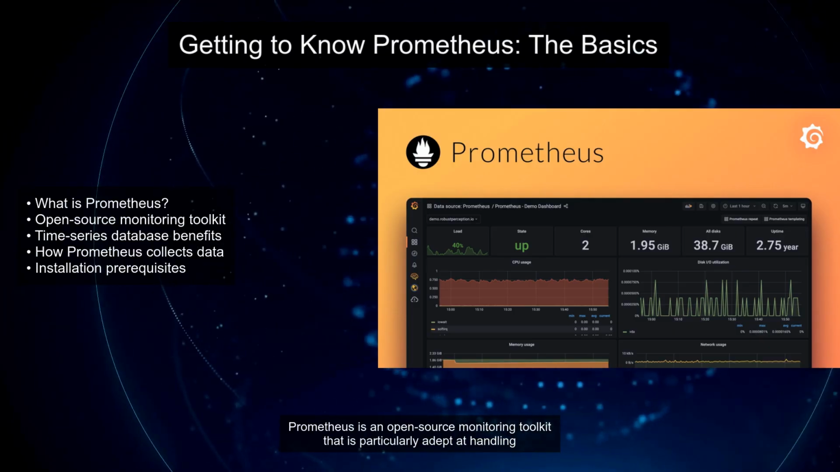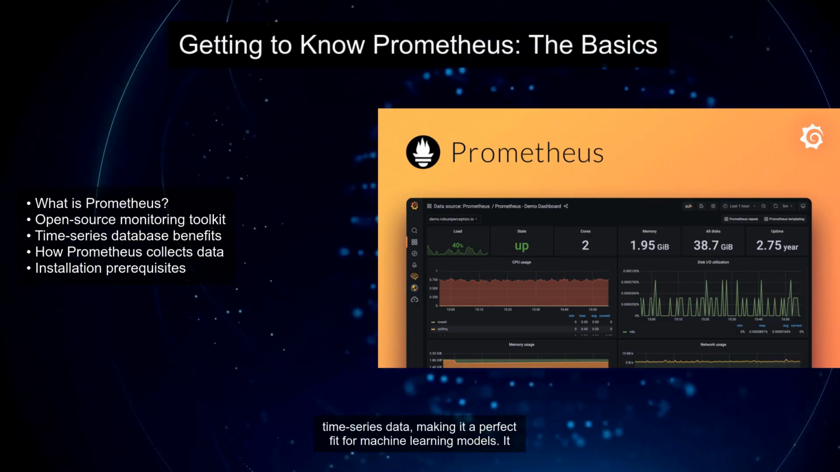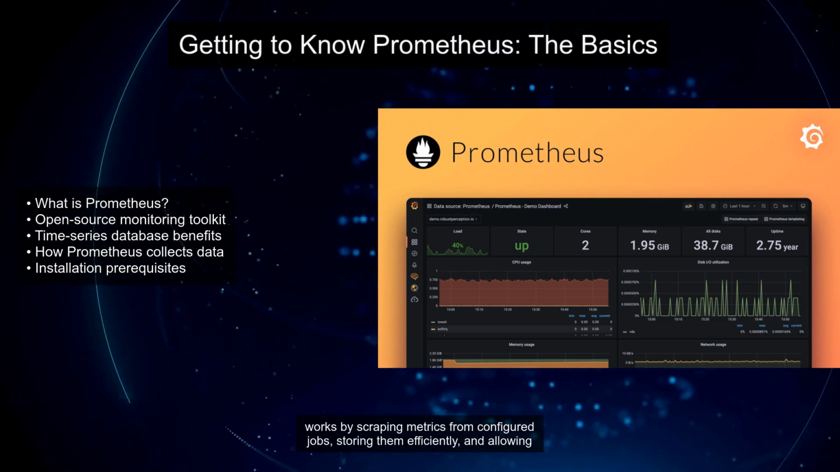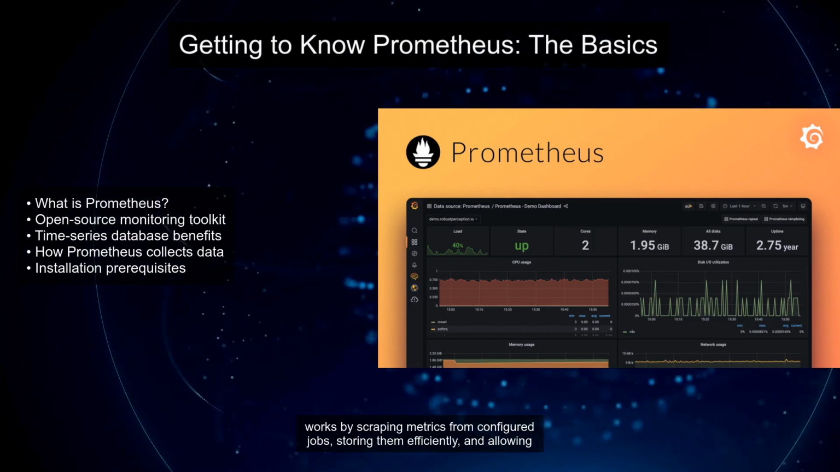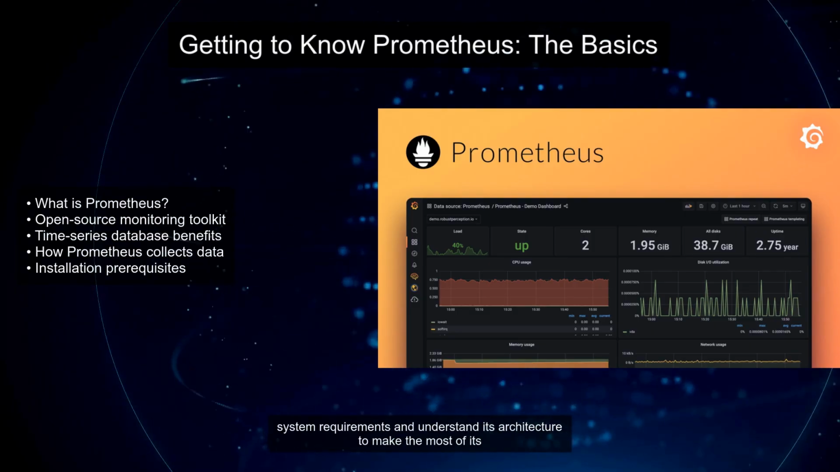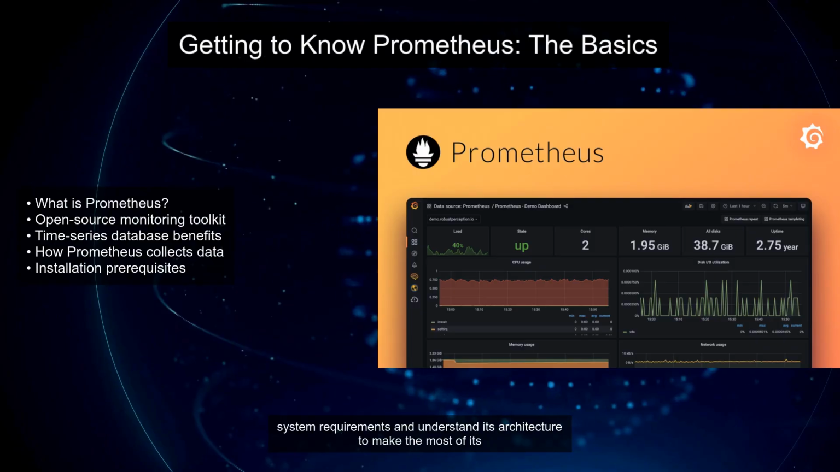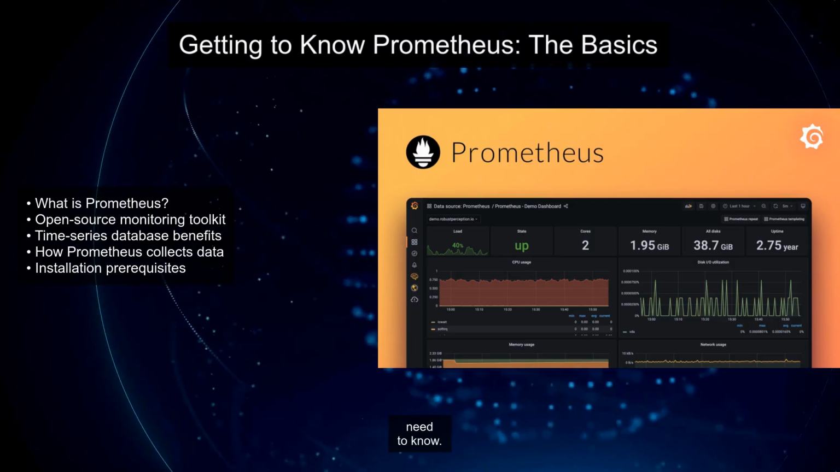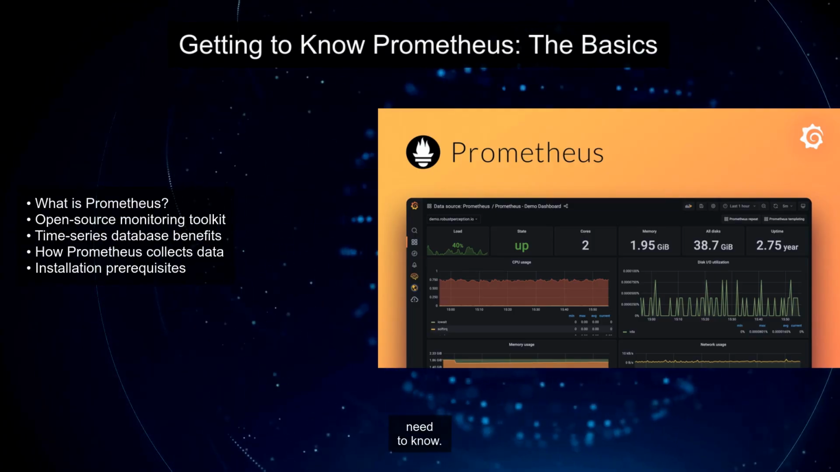Prometheus is an open-source monitoring toolkit that is particularly adept at handling time series data, making it a perfect fit for machine learning models. It works by scraping metrics from configured jobs, storing them efficiently, and allowing for robust querying. Before setting up Prometheus, ensure you have the necessary system requirements and understand its architecture to make the most of its capabilities. In this segment, we'll guide you through the essential components you need to know.